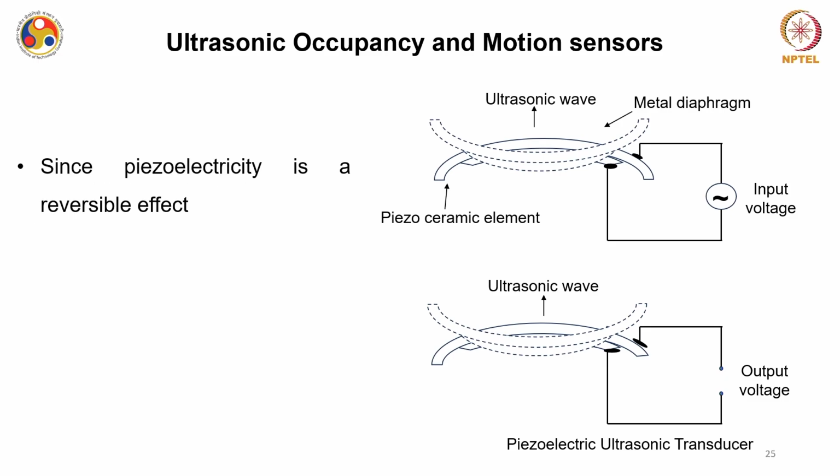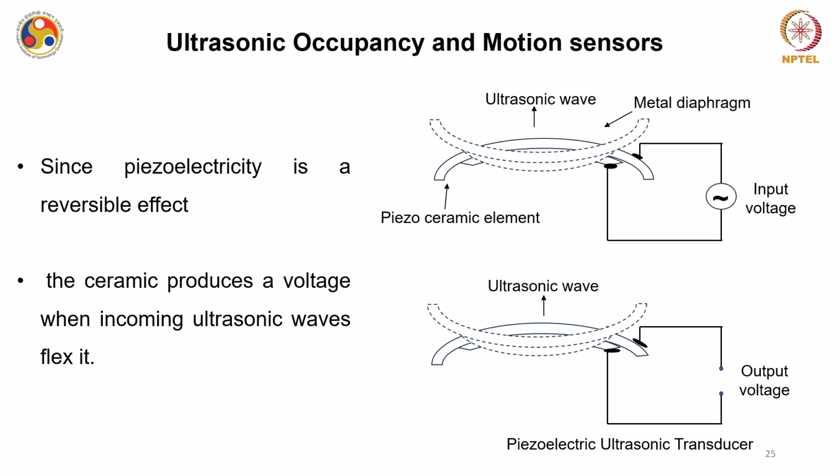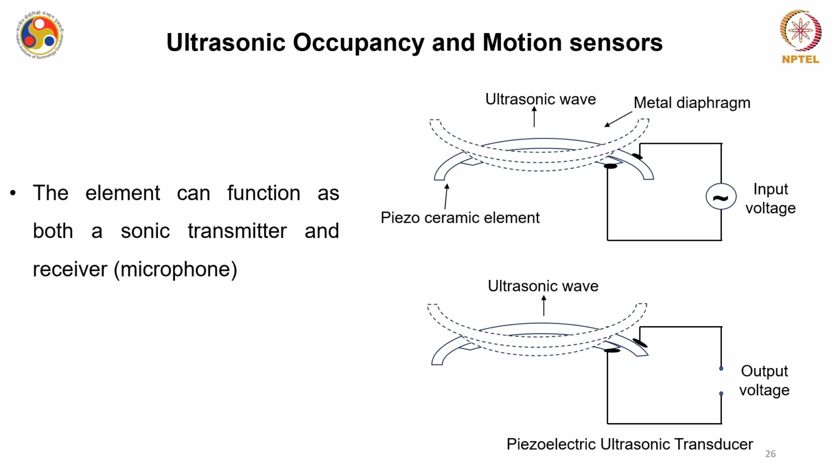Now you know that piezoelectricity is a reversible effect. The ceramic produces a voltage when an incoming ultrasonic wave flexes it. Now the element can function as a sonic or ultrasonic transmitter as well as the receiver, which is basically a microphone detecting the ultrasonic wave. Since this is piezoelectric material, it can behave in both ways.